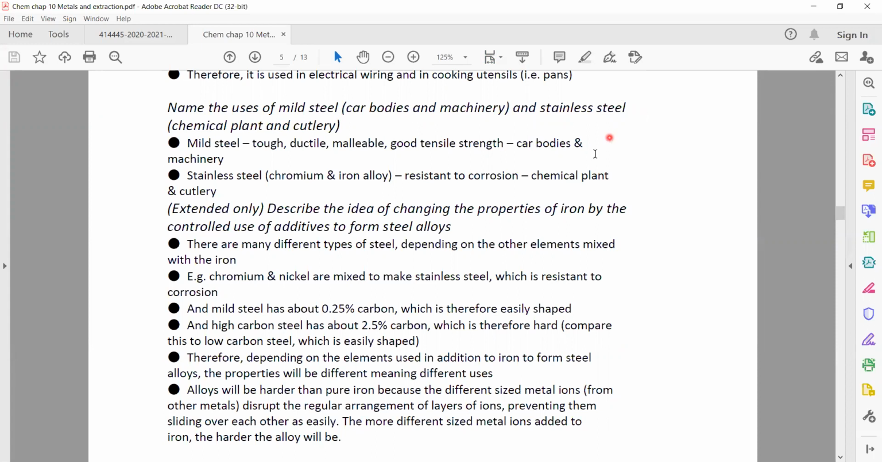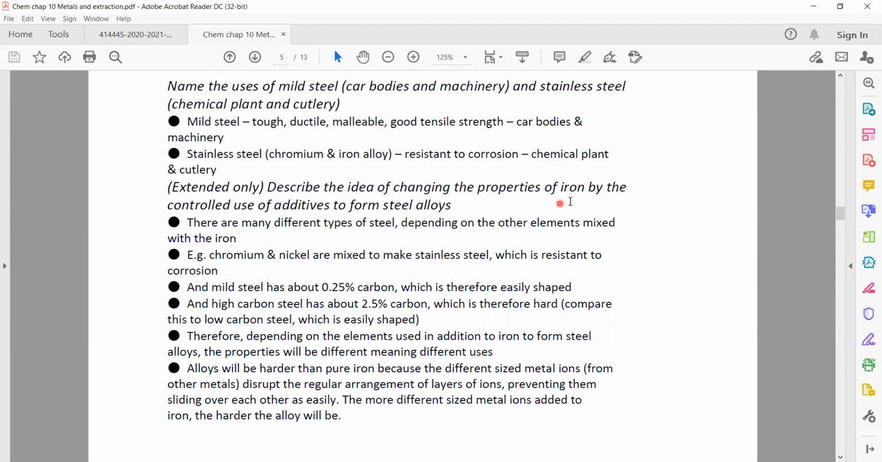There are also different types of steels. Describe the idea of changing the property of iron by controlled use of additives to form steel alloys. There are different types of steel depending on the other elements mixed with iron. For example, if chromium and nickel are mixed to make stainless steel, it resists corrosion. A mild steel, a low carbon steel, has about 0.25% carbon, therefore it can be easily shaped. A high carbon steel has about 2.5% carbon, because with higher impurity the layers cannot slide over each other, so it will be relatively hard. So depending on the element used in addition to iron to form steel, the property will differ, meaning different uses.